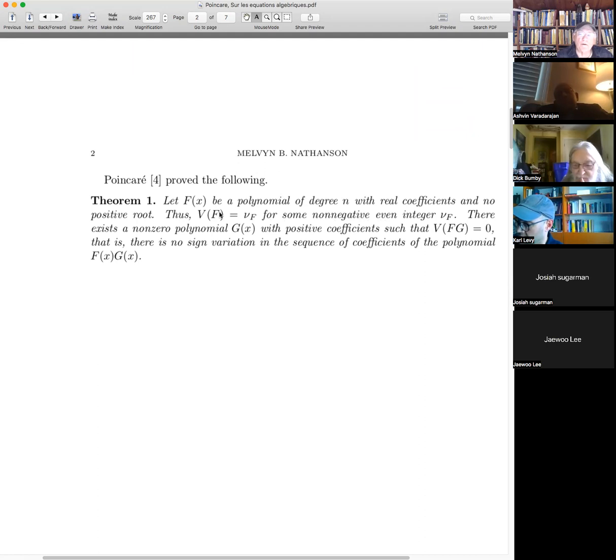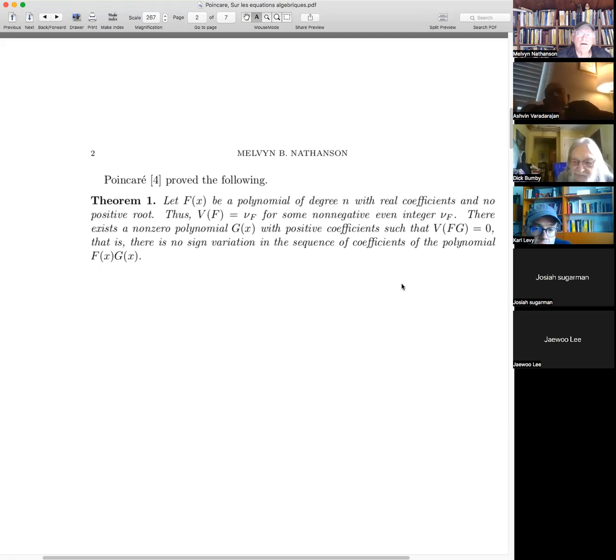For example, if you take a polynomial where all the coefficients are positive, there is no sign change in the coefficients, there is no variation, and v of f is 0. But in general, if there are no positive roots, all Descartes' rule of signs says is that the number of sign changes is a non-negative even integer. So what Poincare proves is there's a non-zero polynomial g with positive coefficients, so that if you multiply f times g, that polynomial has 0 sign changes. In fact, that means that f times g becomes a polynomial with all positive coefficients.